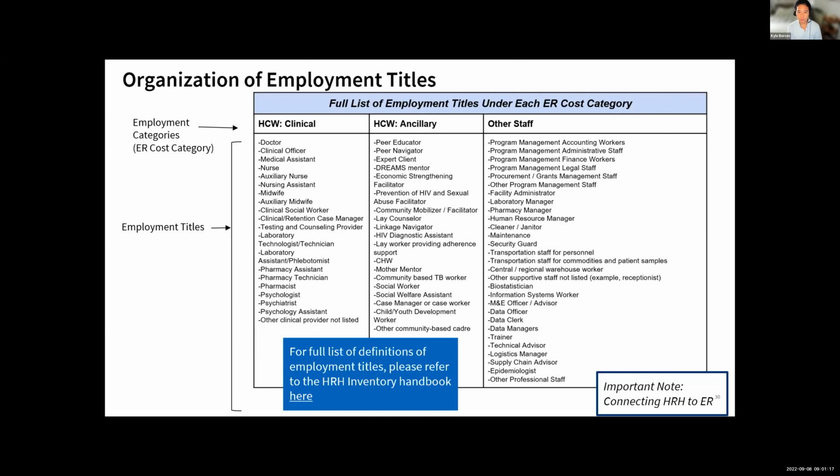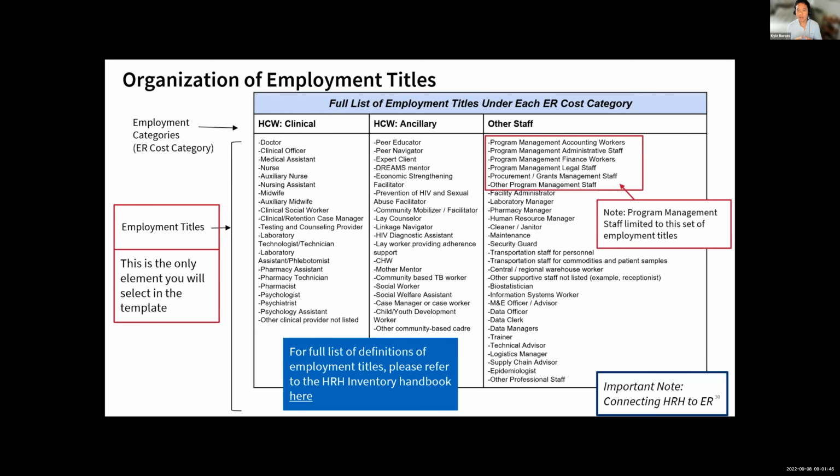And as I mentioned before, this is the more expansive and refined list of employment titles this year. This has been mapped to the expenditure reporting categories. If they're healthcare workers that traditionally fall under clinical staff, or if they're healthcare workers that fall under ancillary staff, we bucketed them here accordingly. And if they are non-healthcare workers, they would fall under other staff here. And you can see they're a bit more expansive this year.